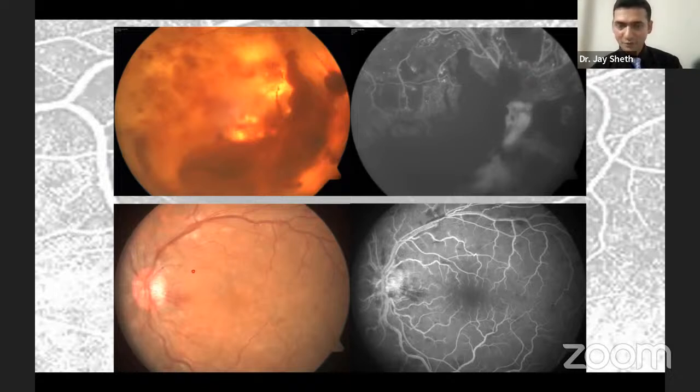Now, at the same time, if I go to the lower photograph, this is also the case of a patient with moderate NPDR changes. And here we can see these peripapillary hemorrhages that are there.